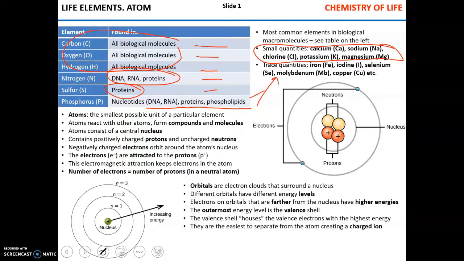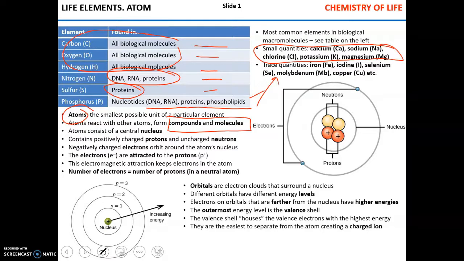So, in order to understand how biological macromolecules function, we need to first address some questions about chemistry in general. All chemical elements consist of atoms. It's the smallest unit that is chemically indivisible. This unit represents a particular element. When atoms react with other atoms, they form compounds and/or molecules.